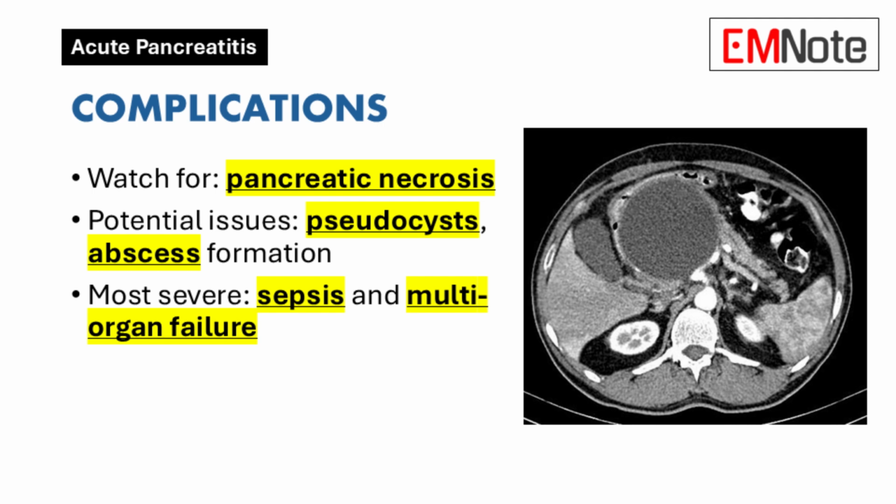Monitoring for complications is an integral part of managing acute pancreatitis. Common complications include pancreatic necrosis, where the death of pancreatic tissue increases the risk of infection, and pseudocyst formation, which results in fluid-filled sacs near the pancreas. Other possible complications include abscesses, sepsis, and multi-organ failure, which can be fatal.